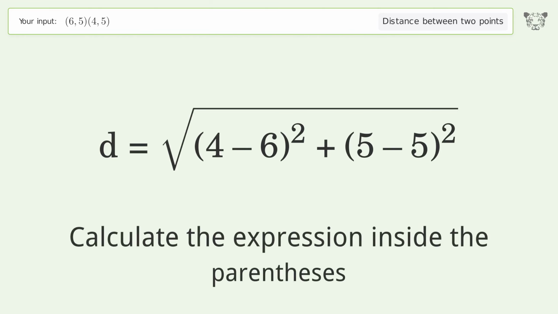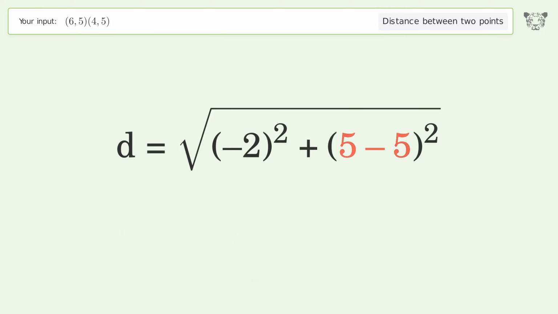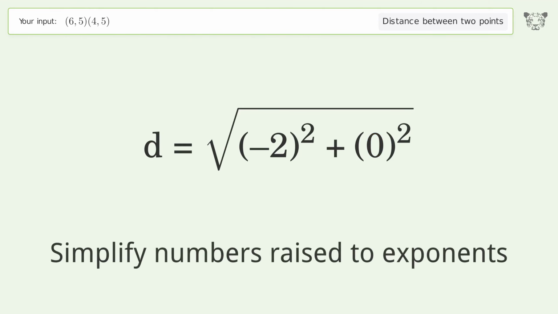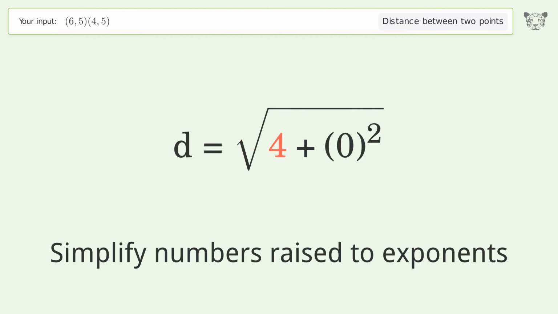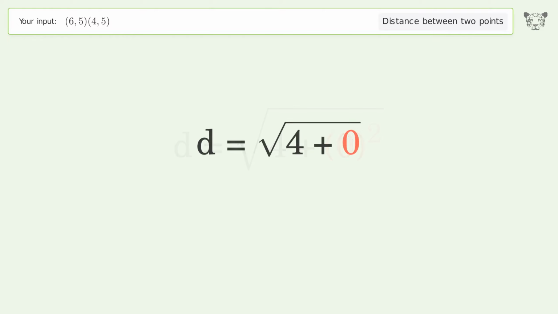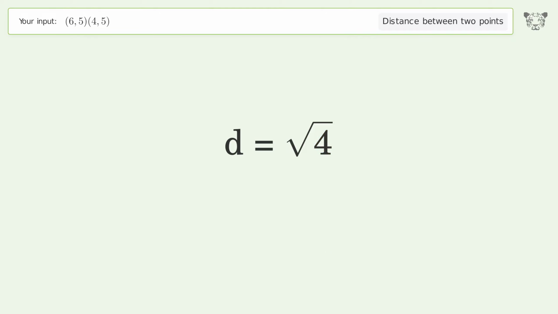Calculate the expression inside the parentheses. Simplify numbers raised to exponents. Simplify the arithmetic. And so the distance between the 2 points is the square root of 4 or 2.